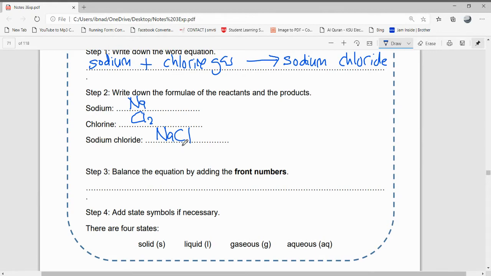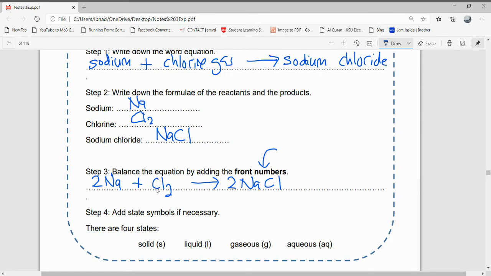Then you write down the equation. Sodium plus chlorine gas will give you sodium chloride. And you need to balance with the front numbers. You just look at how I balance. I will go through that. 2 chlorine and 2 here.